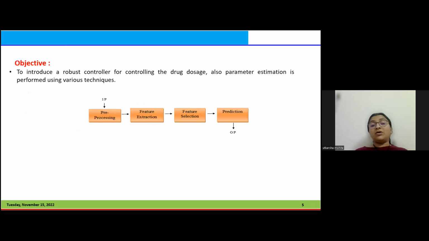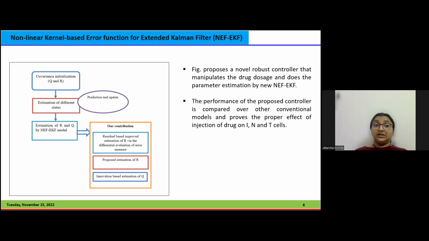Now, the objective of my research is to introduce a controller for controlling the drug doses, and also to estimate the parameters for the particular patient, likewise the drugs given to the patient. These are the pre-processing stage, feature extraction, feature selection, and the prediction stage. That is the input and output of the drugs given to the human.